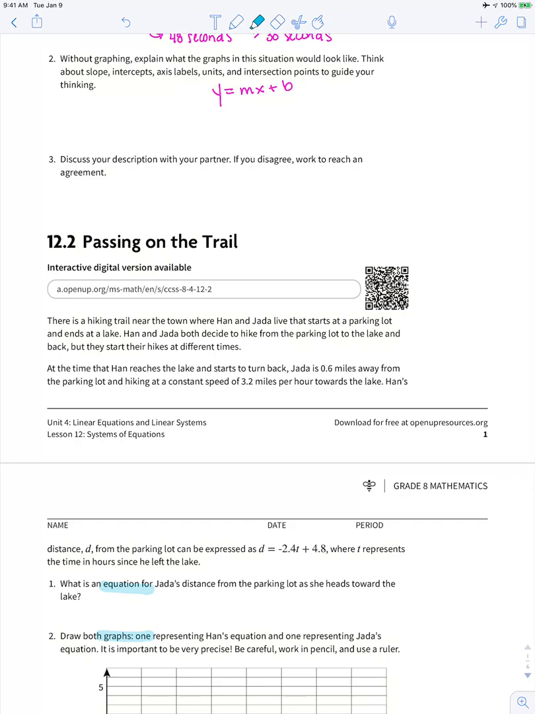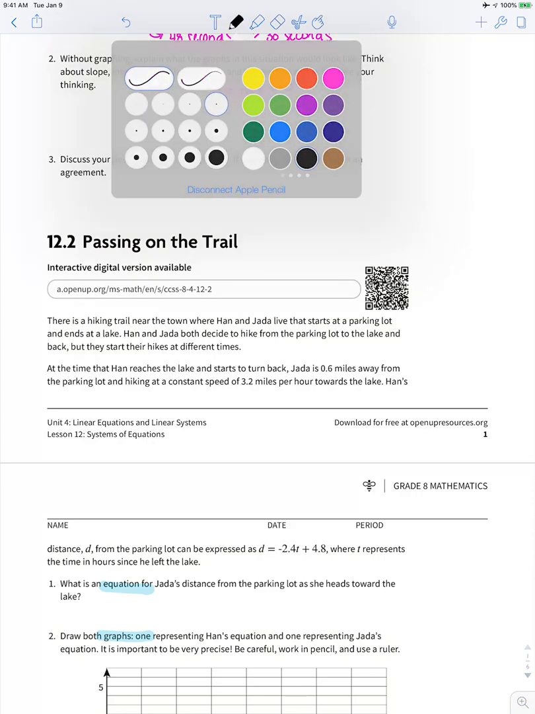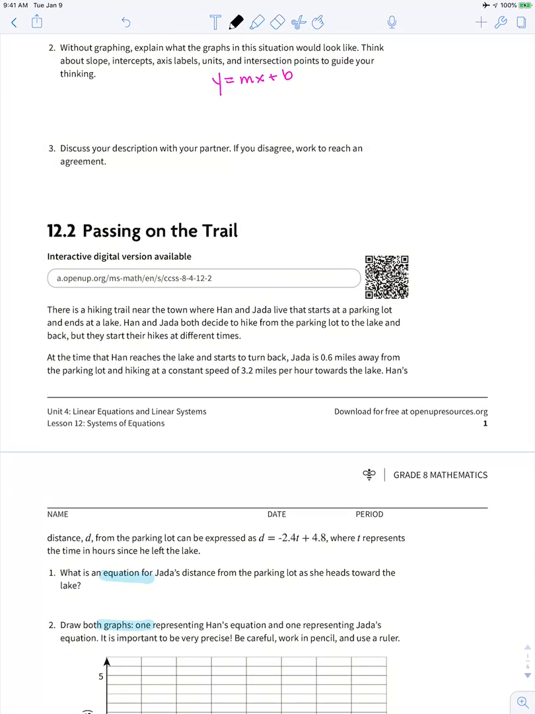All right, in this information that we have, there's a hiking trail, and I'm visual. I like to draw things out. It's near a town where Han and Jada live. It starts at a parking lot. So let's say this is my parking lot. And they walk a trail, and it ends at a lake. Here's my lake. And both of them decide to hike from the parking lot to the lake and back. So they're going there and back.